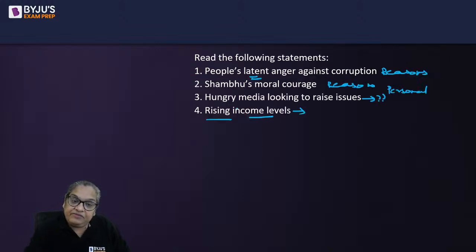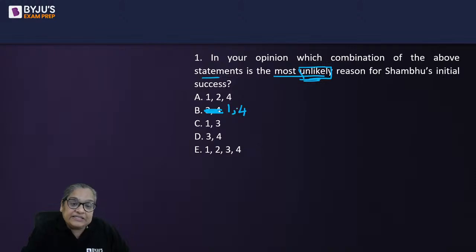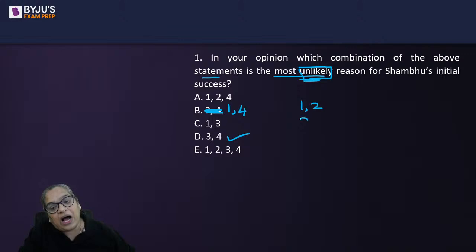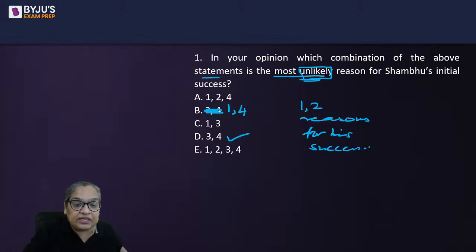What were the reasons given? These are the reasons: people's hidden, latent anger against corruption, and Shambhu's moral courage. Those are likely reasons. The ones that are not likely reasons are 3 and 4. 1 and 2 are reasons for his success. Therefore, the other two are not the reasons.